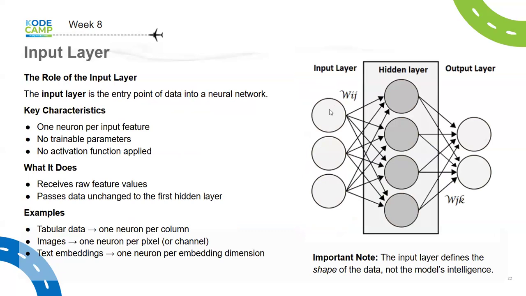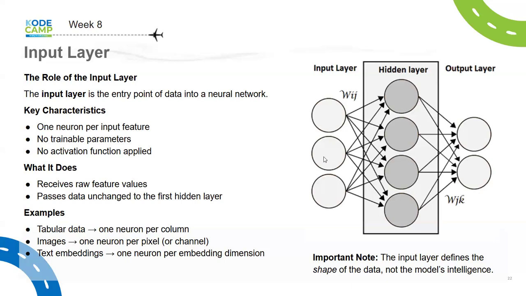So if you have 12 features in your data set, you have 12 input neurons, or 12 neurons in your input layer, okay? The input layer also does not have any trainable parameters because its job is just to pass input through into the neural network. So it's not trained, it doesn't need to be trained, right? It doesn't have any parameters. And it also doesn't have any activation function for the same reason.